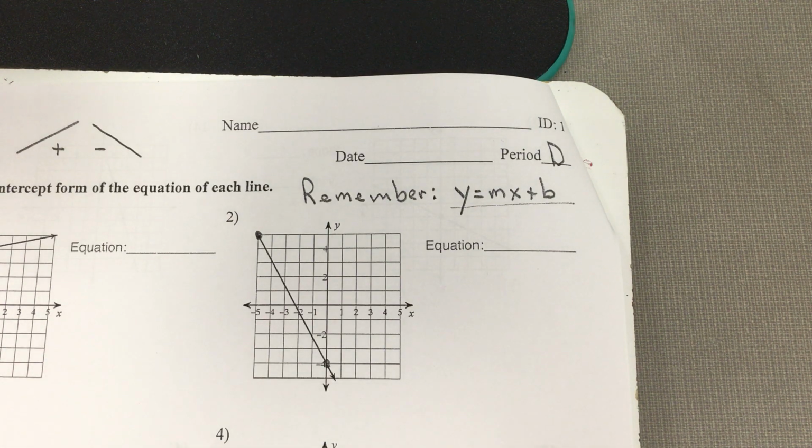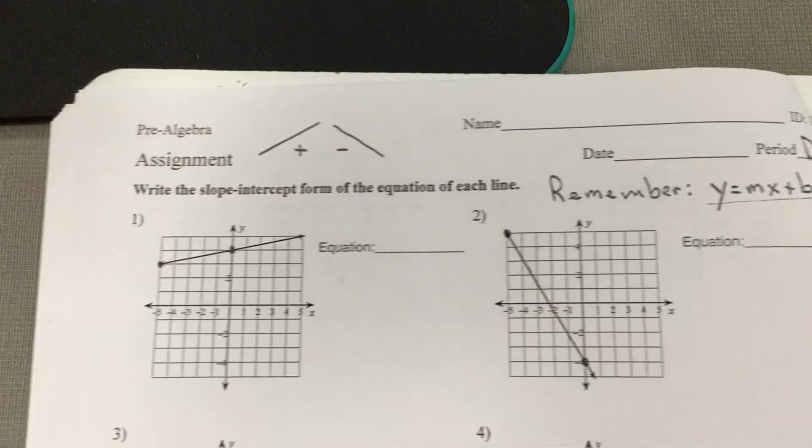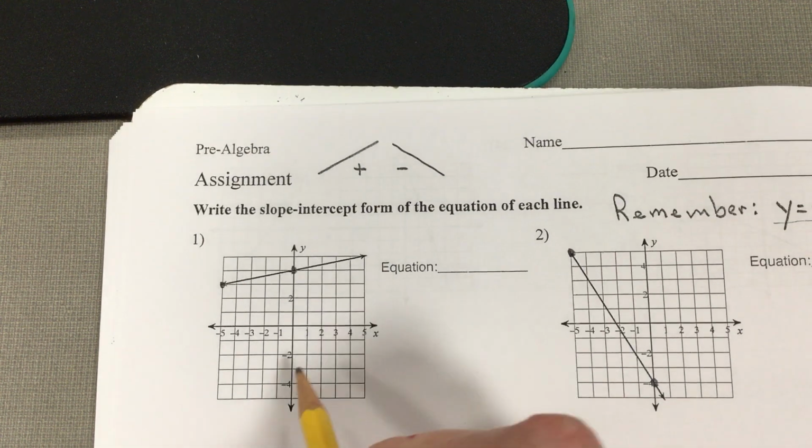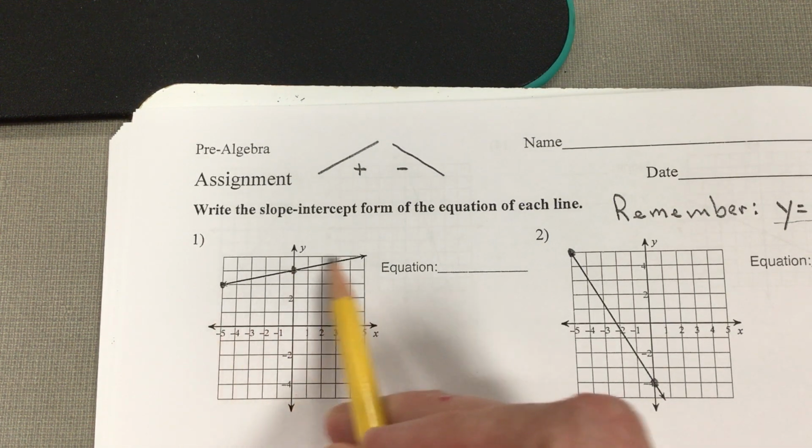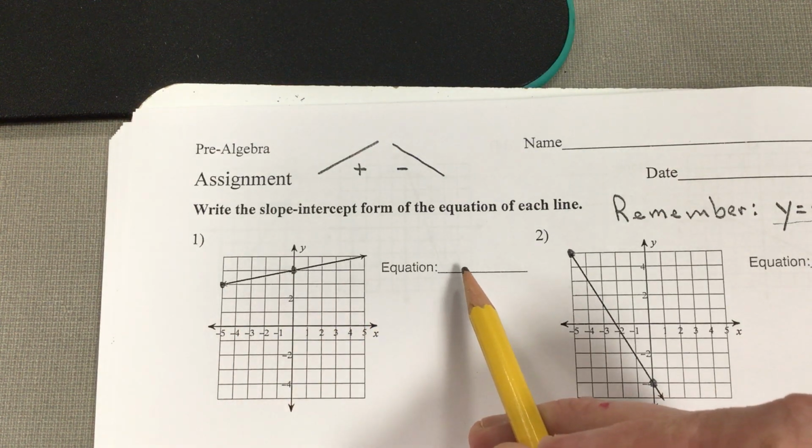Hello. So for part D, you're going to be using everything you learned in parts A, B, and C to complete this part. So what you have is a graph, and for this graph, you're going to take this line and write me the equation for it.